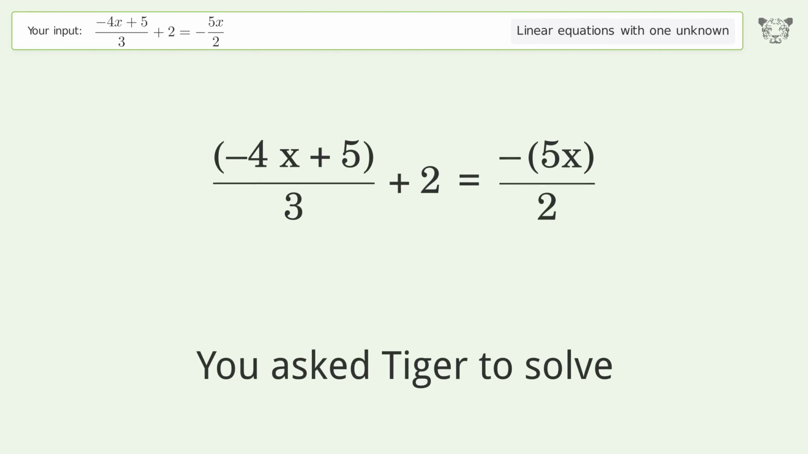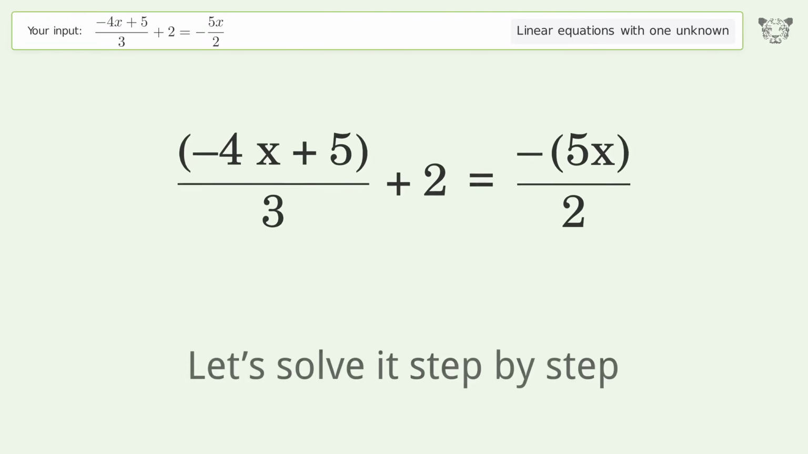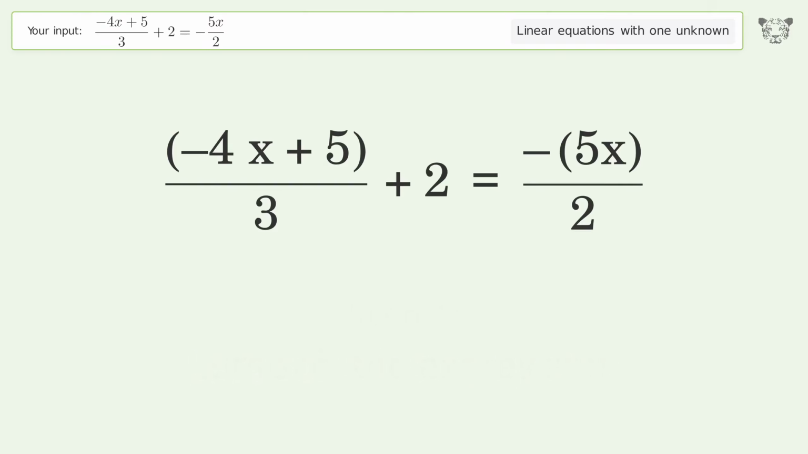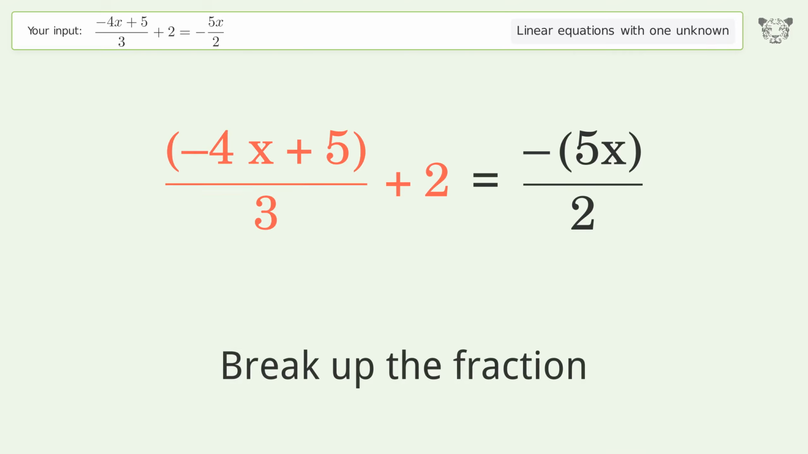You ask Tiger to solve. This deals with linear equations with one unknown. The final result is x equals -22/7. Let's solve it step by step. Simplify the expression. Break up the fraction.